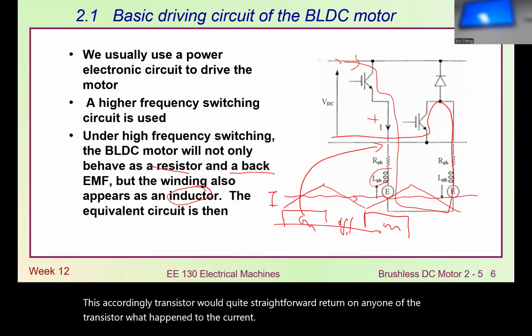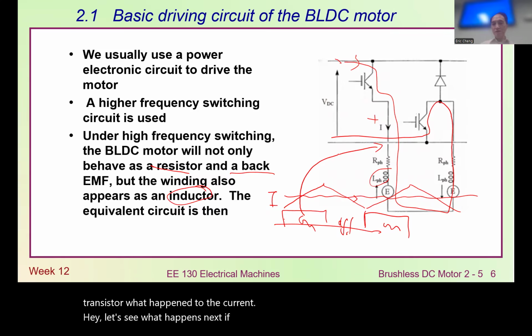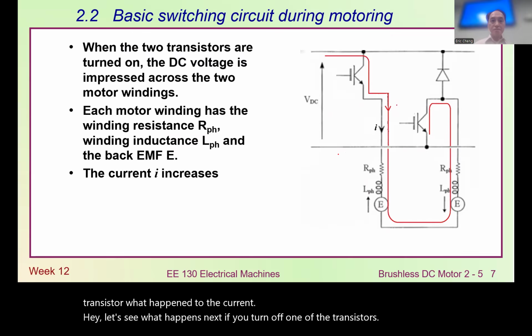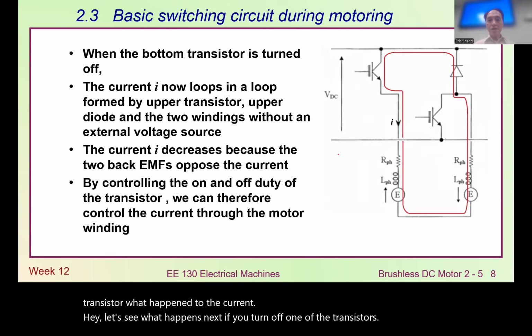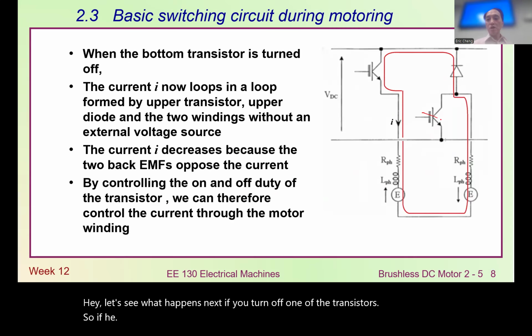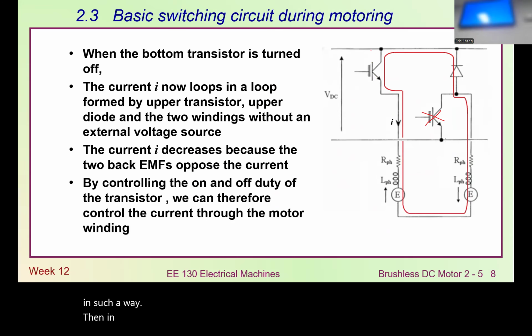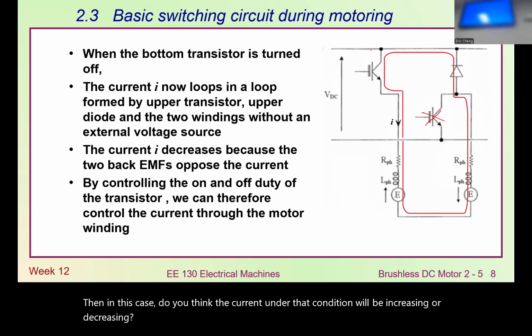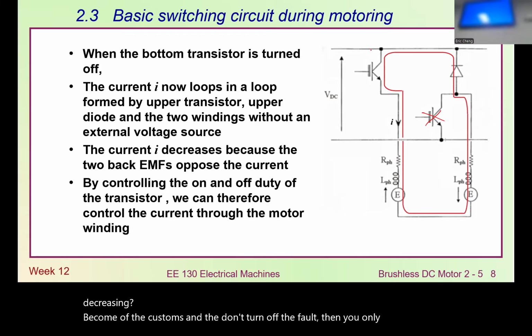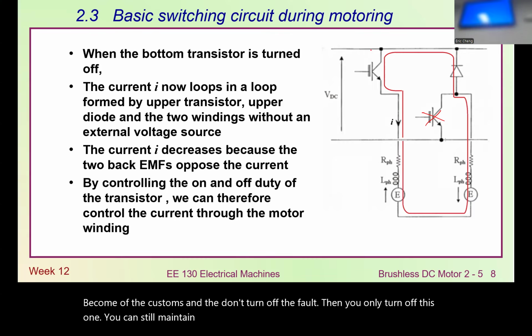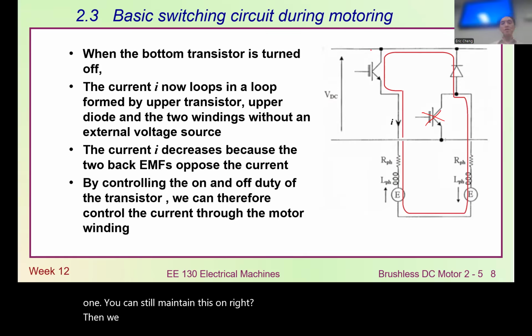Let's see what happens next if we turn off one of the transistors. If this is off, then the current already looping in here will try to complete the loop in such a way. Do you think the current under that condition will be increasing or decreasing? You turn off the bottom transistor. You don't turn off both of them. You only turn off this one, and still maintain this on, right?